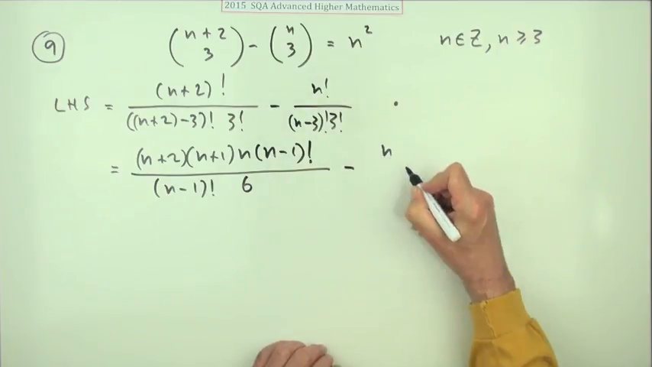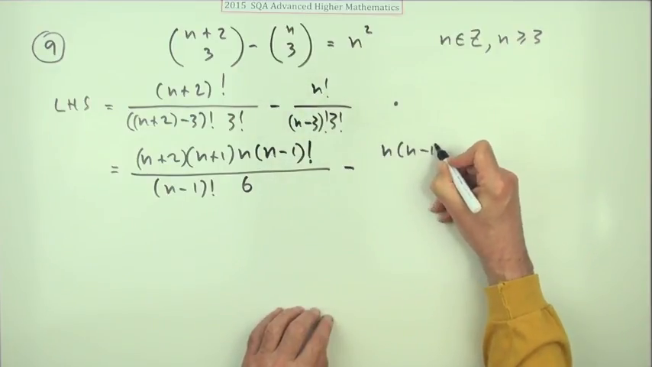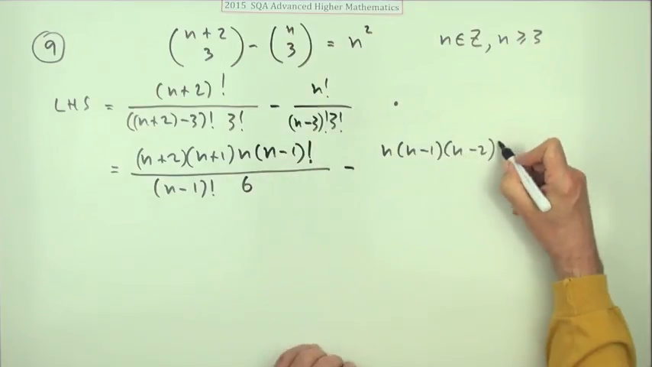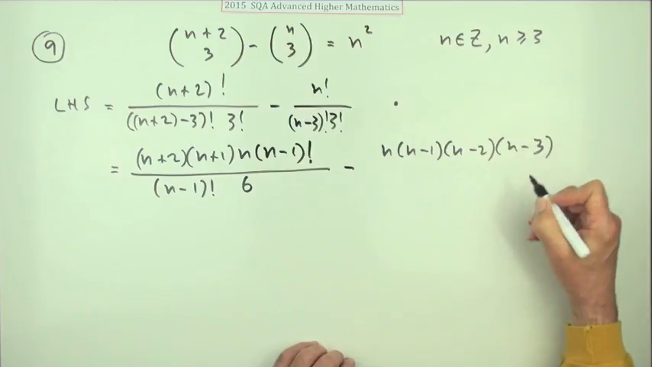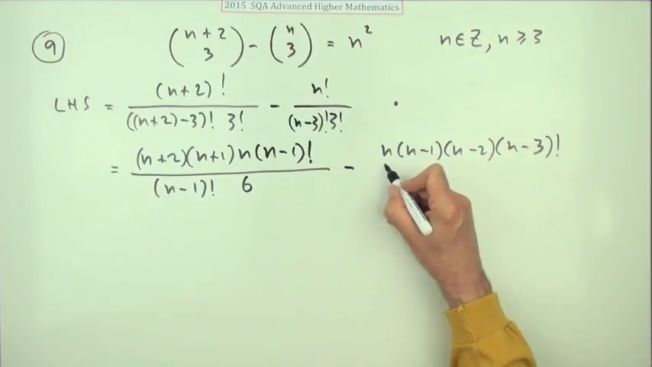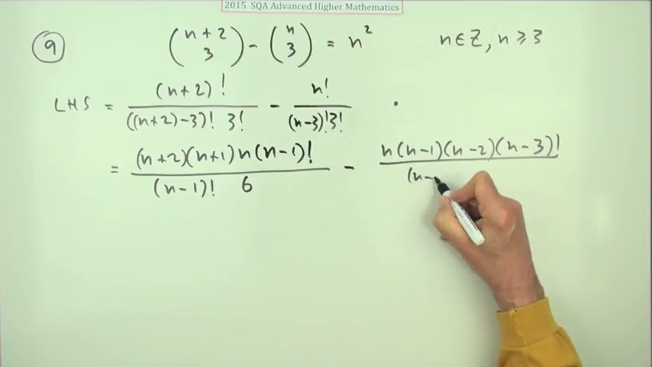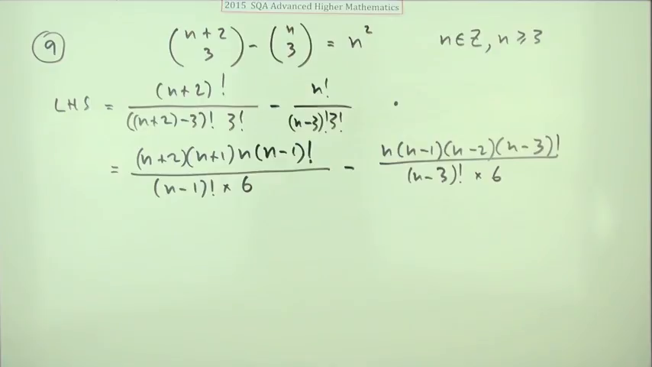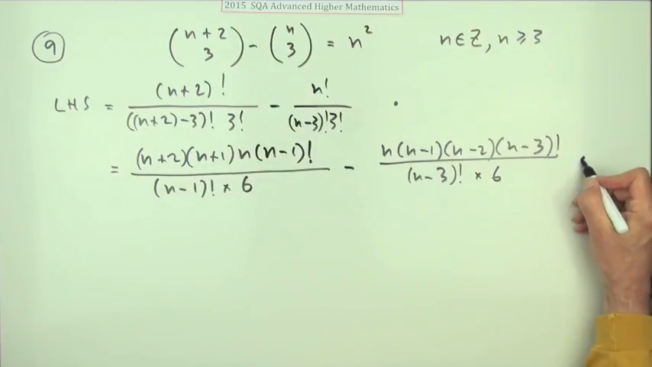Similarly for this, n factorial means n times n minus 1, that's n minus 3, times n minus 2, that's n minus 3, times n minus 3. Now we're there, so the rest of the factorial can just be put as factorial. And that's all over n minus 3 factorial times 6. They seem to want you to write all of that out.